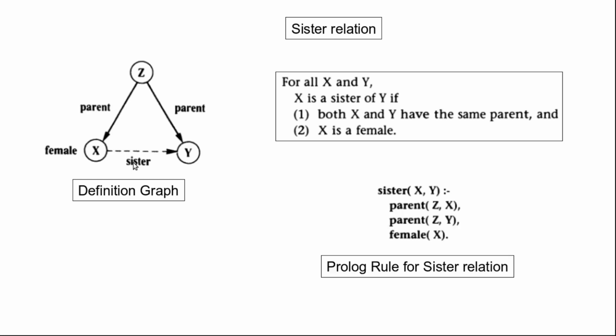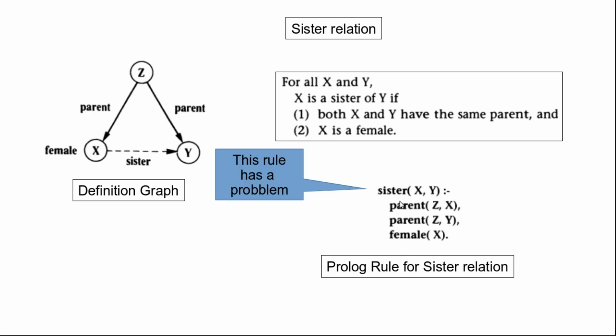And now we are ready to write the rule for the sister relation. Whatever is represented in this graph, we are just writing it. So X is a sister of Y if Z is a parent of X, Z is a parent of Y, and X is female. Once you have this graph, it's easy to write the rule.